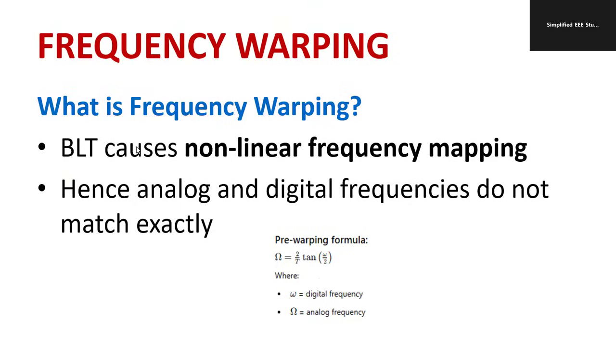Another important question is, what do you mean by frequency warping? BLT causes non-linear frequency mapping. Hence, analog and digital frequencies do not match exactly. That is one of the drawbacks. So here we are supposed to go for frequency warping. The pre-warping formula is capital omega equal to 2 by T tan (omega by 2), where capital omega is the analog frequency and small letter omega is the digital frequency. Write down the pre-warping formula whenever you are explaining frequency warping. So kindly remember this formula.